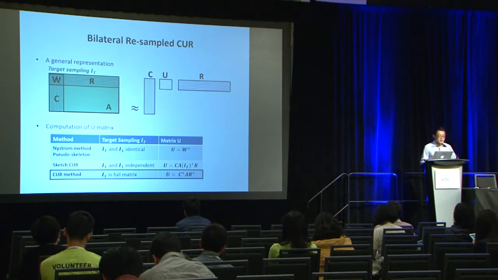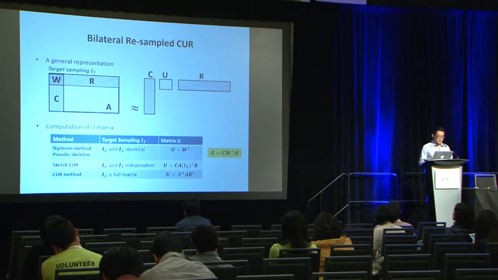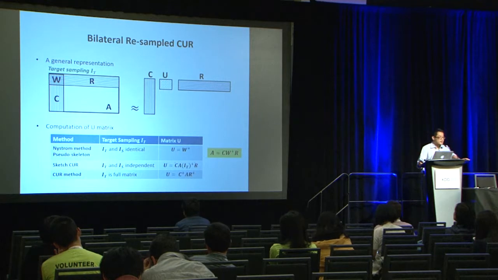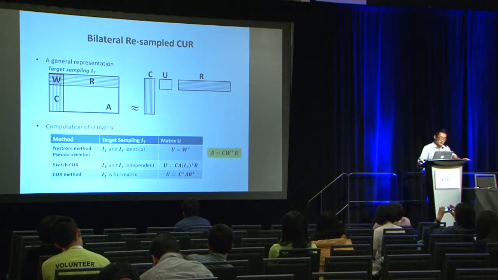Okay, so next we will be focusing on the generalized Nystrom method on rectangular matrices, where the source and target sampling are chosen as the same. Basically, it can be simply put as A is approximated by C, the pseudo-inverse of W, and R multiplied together.